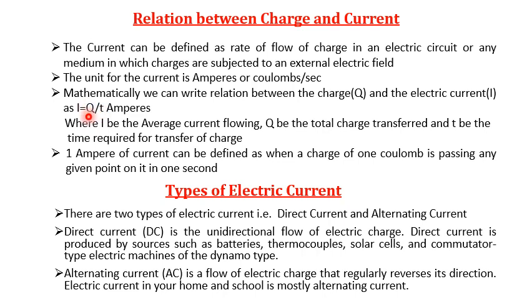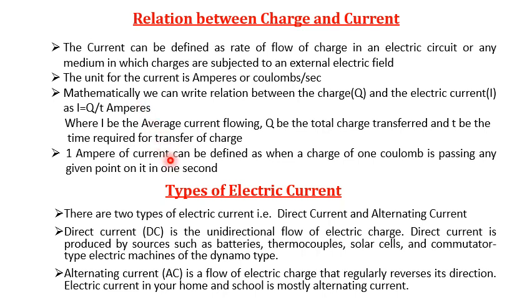Just substitute here. Q is the charge, T is the time. So 1 coulomb of charge is transferred in 1 second. The 1s cancel, and finally we get 1 ampere of current. So this is 1 ampere of current.